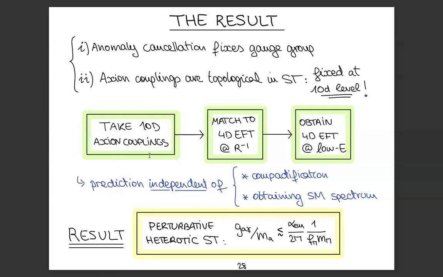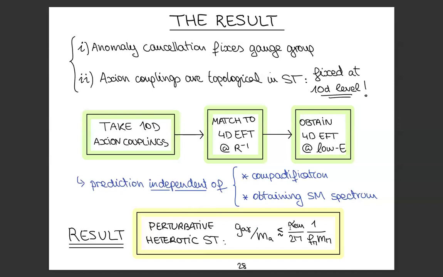The strategy is take the 10D couplings, match them to the four-dimensional EFT at the compactification scale, and since you know they are topological, they will not change as you go very low in energies.